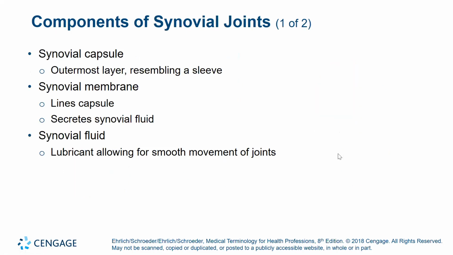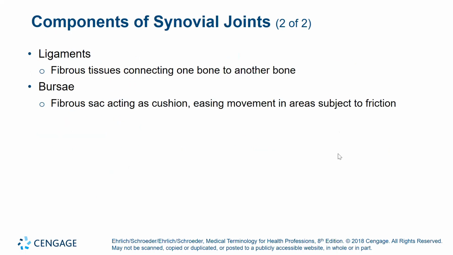Components of the synovial joints: we have the synovial capsule. This is the outermost layer. The synovial membrane lines the capsule. And then we have the synovial fluid. This is just the lubricant allowing for smooth movement of joints. We have ligaments. These are fibrous tissues connecting one bone to another bone. We have the bursa, the fibrous sac acting as a cushion, just easing that movement in areas subject to friction.